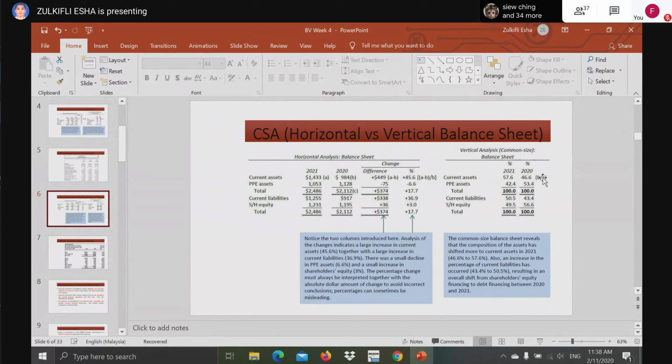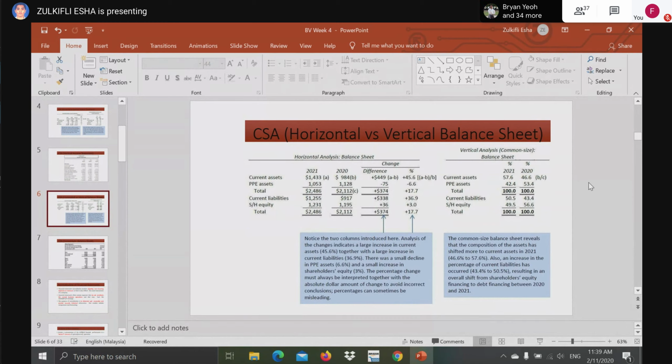Where do we get the percentage? So 984 divided by 2112 times 100. So we will get 46.6%. So for PPE asset or fixed asset or non-current asset, you get the figure 1128 divided by 2112 times 100, you will get 53.4%. So if you add these two, you will get 100%, which is 2112.